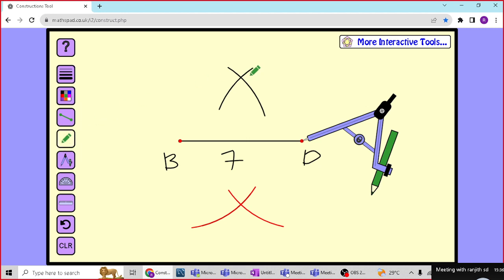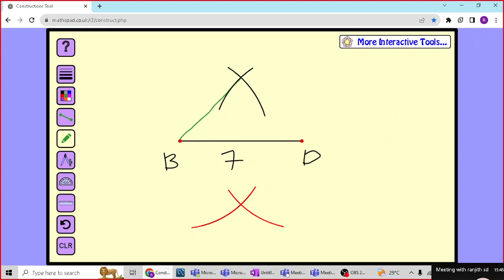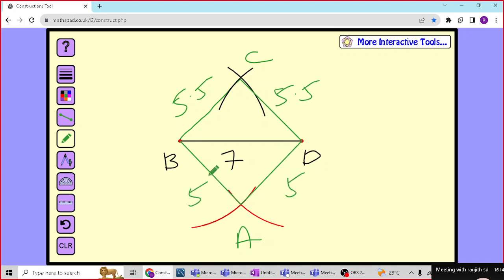Like a diamond, sir. Yes, in a diamond shape. You get it like that. And what is the vertex at the top? BA or BC? So BC. Write the measures, students. What are the values? BA is 5.5, right? 5.5 on both the sides, and 5 centimeters here. This is a quadrilateral with 4 sides.